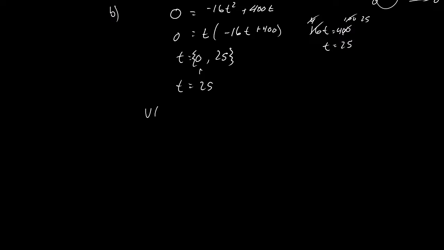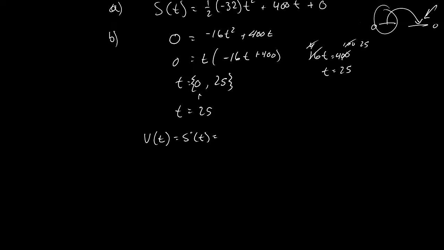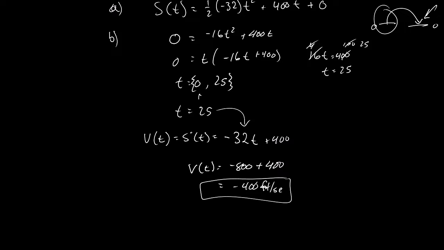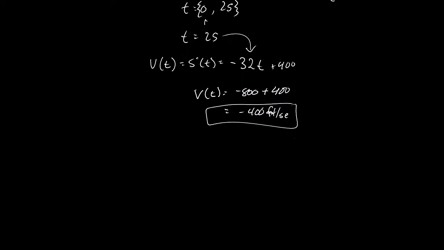So we know that our velocity is equal to the derivative of our position. So we're just going to take the derivative of that guy. Let me just scroll up. There we go. So we're going to get negative 32t plus 400 is equal to our velocity. And what we know, time is 25. So we just plug it in, and we're going to get our velocity is equal to negative 800 plus 400. So that means we have negative 400. Is it meters, feet? What are we dealing with? Feet per second. Nice!